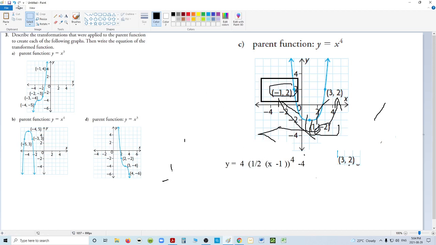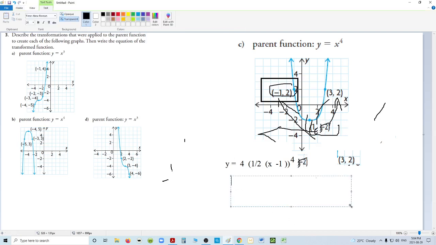Oh, I know what I did. Look at that. Stupid. It's not minus 4. It's minus 2. Sorry about that. So if I do it again, I had a feeling the stretches were right. Claiming it's a stretch of 4. Now for x, I'm putting in that 3. 3 minus 1 is 2. Times a half is 1. 1 to the power of 4 is 1 times 4. And then subtract 2. Indeed, my y is 2.